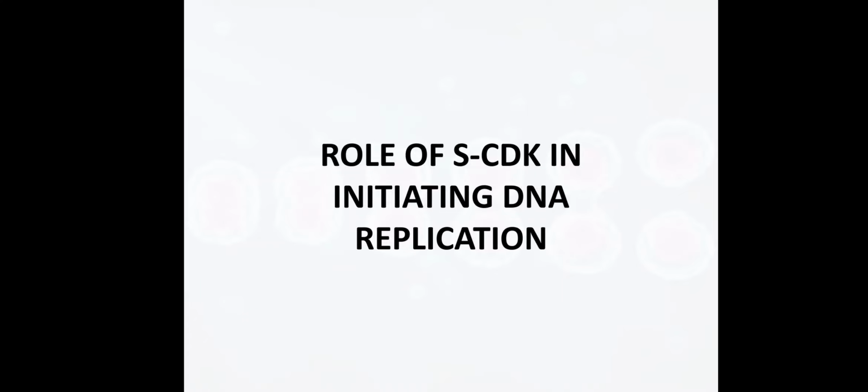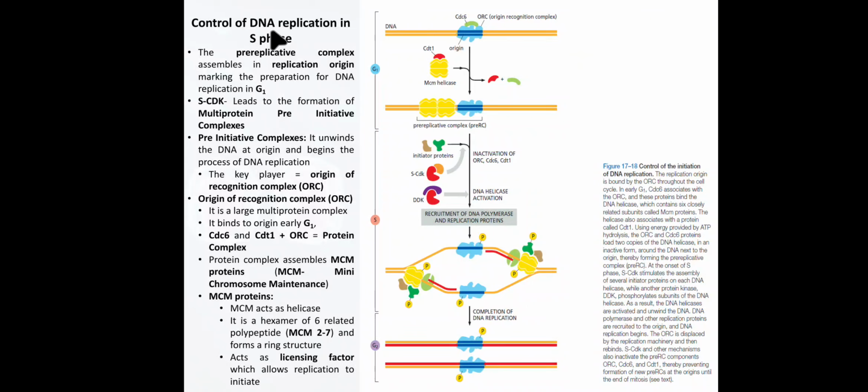In our previous class, we learned about the role of SCDK in initiating DNA replication in S phase. So the pre-replicative complex plays an important role, which assembles at the replication origin, marking the preparation for DNA replication in G1. SCDK, that is S-phase cyclin dependent kinase, leads to the formation of the multi-protein pre-initiative complex. The pre-initiative complex unwinds the DNA at the origin and begins the process of DNA replication.